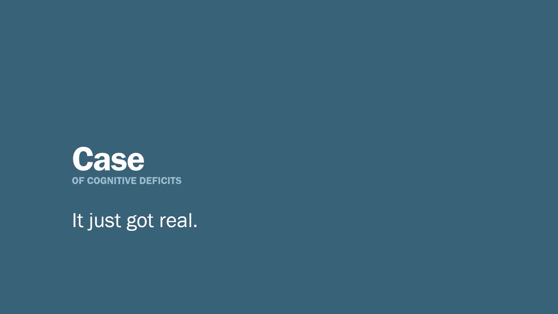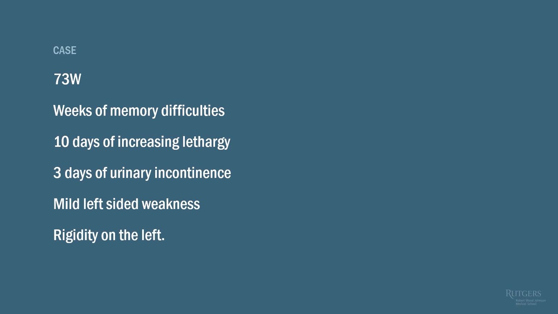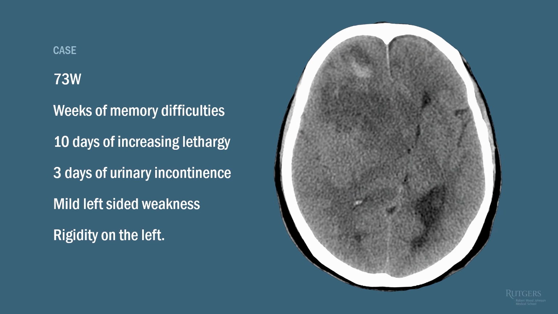Let's start with a case. It just got real. You are asked to see the following patient. This is a 73-year-old previously healthy woman with weeks of memory difficulties, 10 days of increasing lethargy, 3 days of urinary incontinence, and now mild left-sided weakness and rigidity. A head CT was already conveniently done for you by the emergency department team. Radiology resident has passed out. Your neurology resident is writing a stroke code, so it's up to you to diagnose this patient.